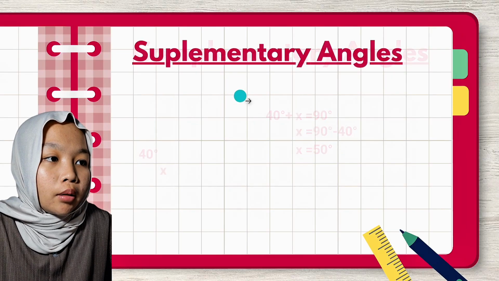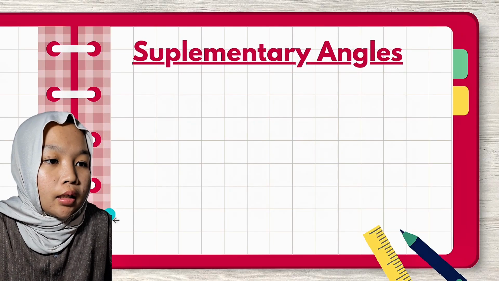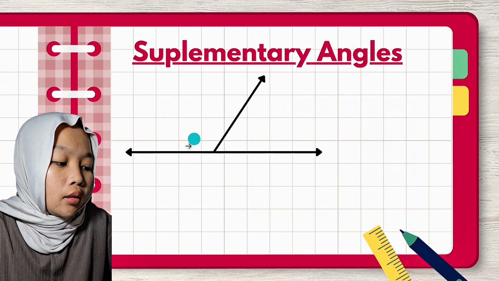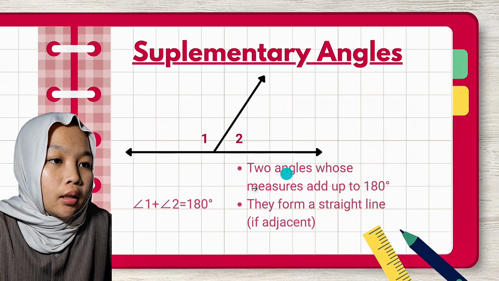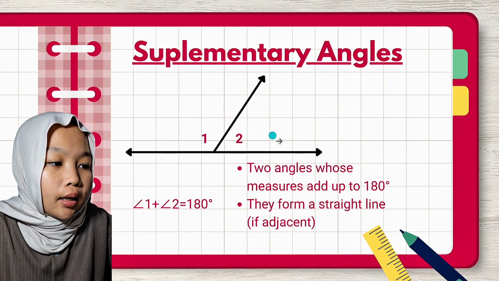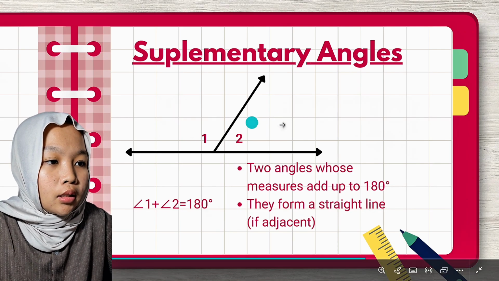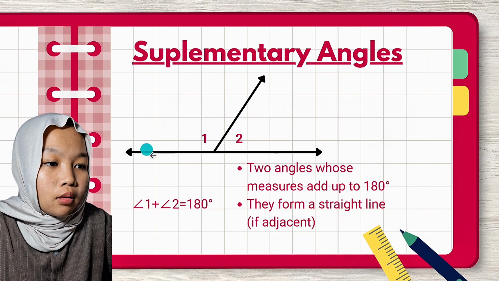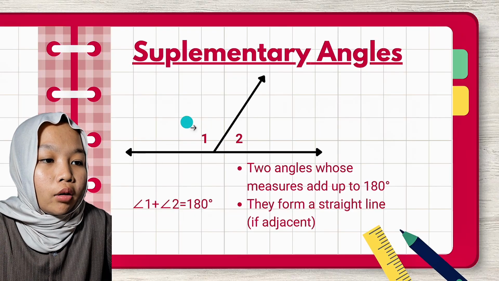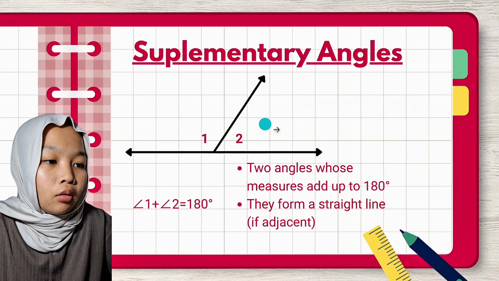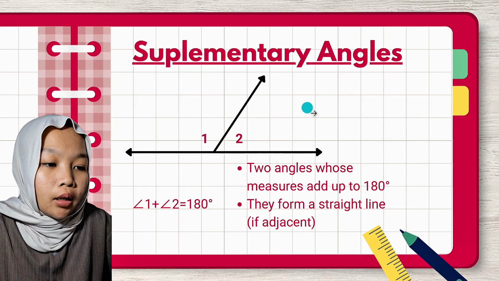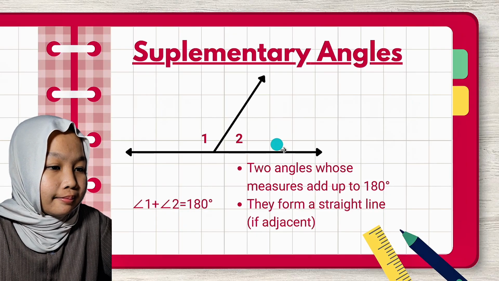Next, we're going to talk about supplementary angles. This is the illustration. Here angle 1, this is angle 2, and supplementary angles are two angles whose measures add up to 180 degrees. They form a straight line if adjacent, because this is adjacent, this forms a straight line. So the value of angle 1 plus angle 2 equals 180 degrees.